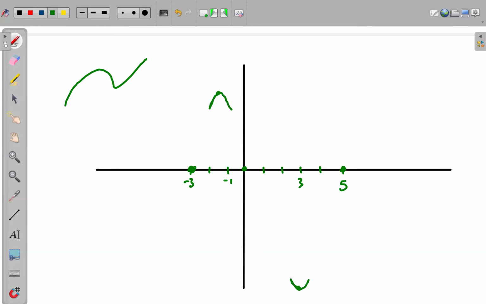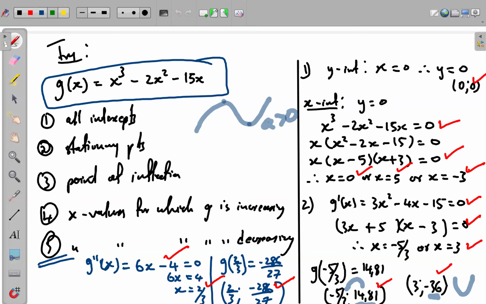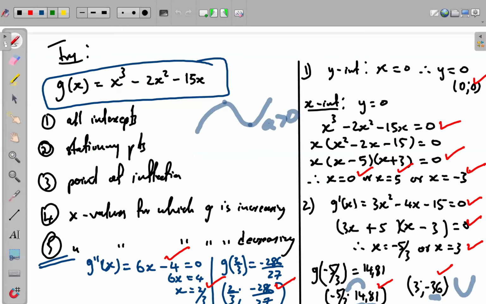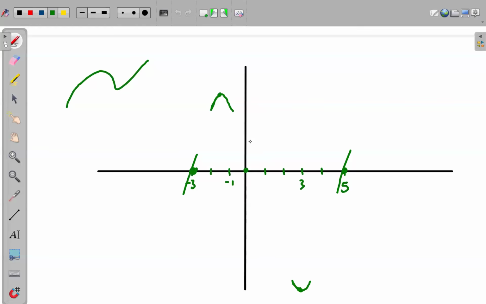Let's just consider the point of inflection now. The point of inflection occurs at 2 over 3, which is just 0 point something, as well as negative 287 divided by 27, 10 point something. So what is that turning point there? 14. Yeah, so very well somewhere there. The point of inflection is very well somewhere there.